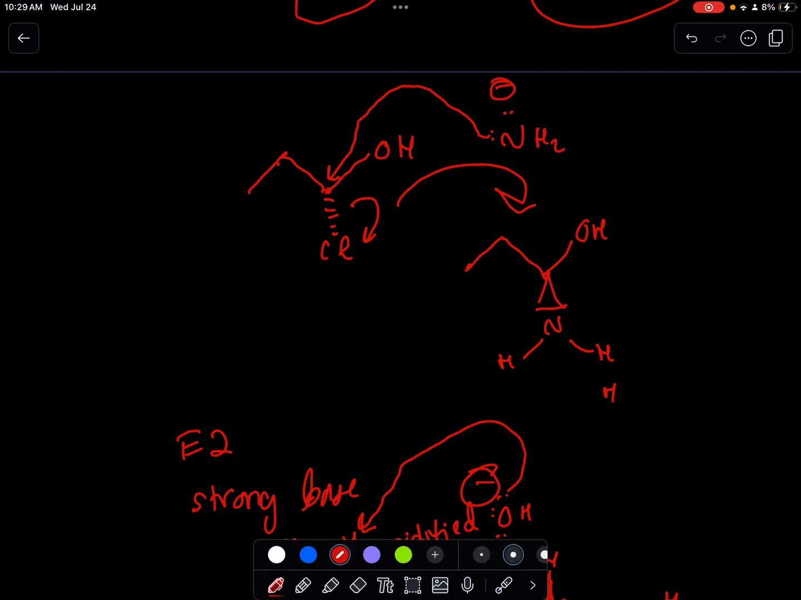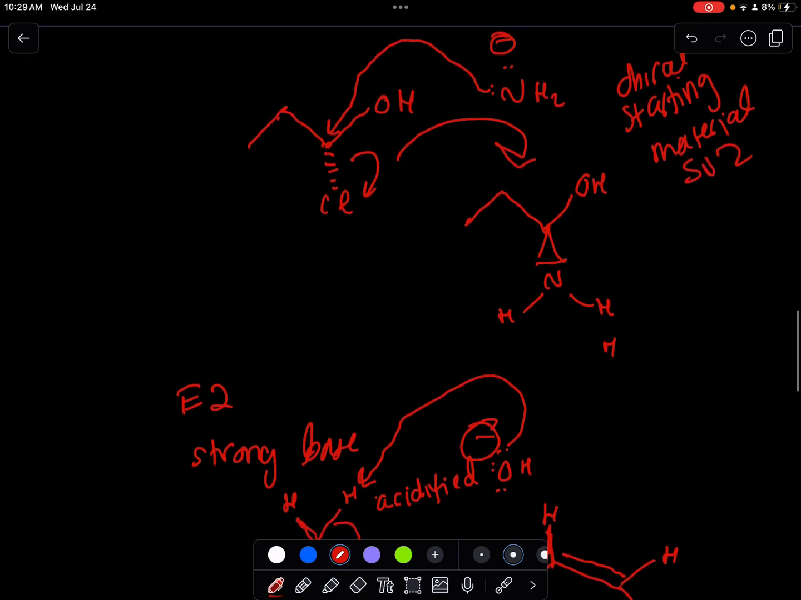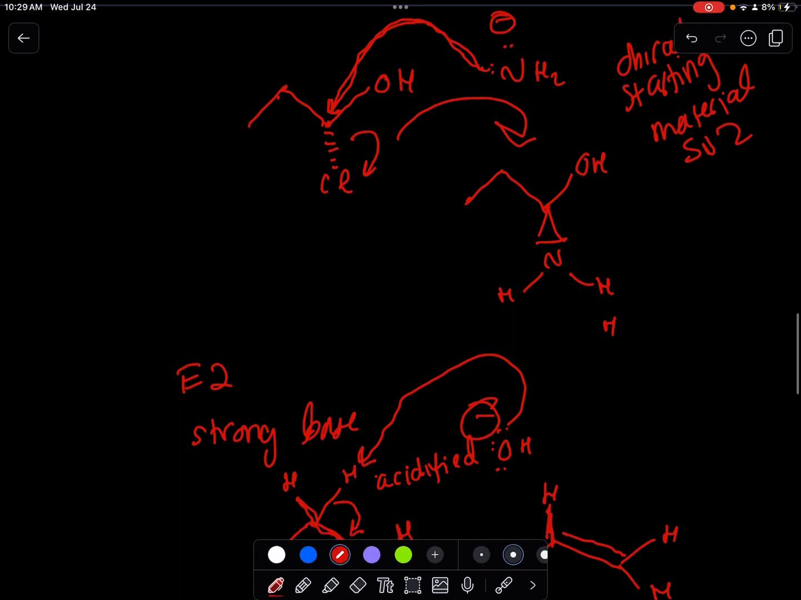On the MCAT, whenever you have a chiral starting material and it's an SN2 mechanism, you're going to generate the enantiomer. Well, not the enantiomer, but the opposite configuration. So, first of all, we get the attack, and then it flips the stereochemistry at that position, and you get this configuration, where that NH2 is now on a wedge instead of a dash, like the Cl.